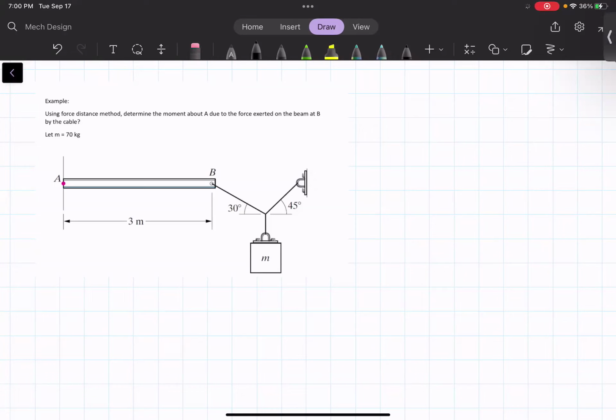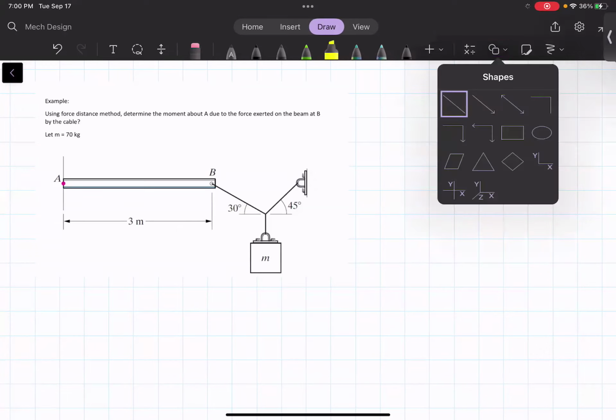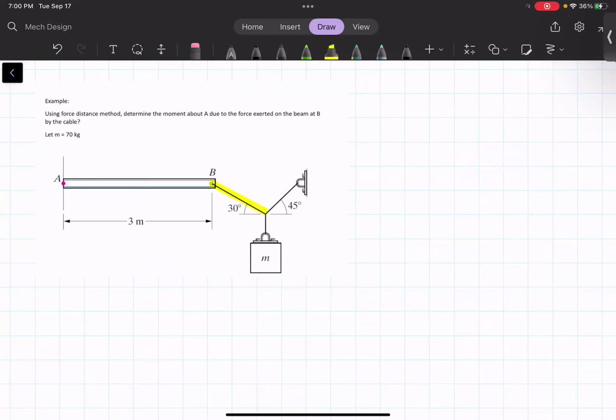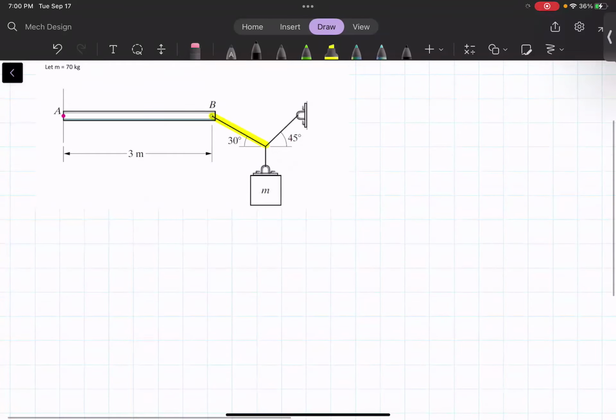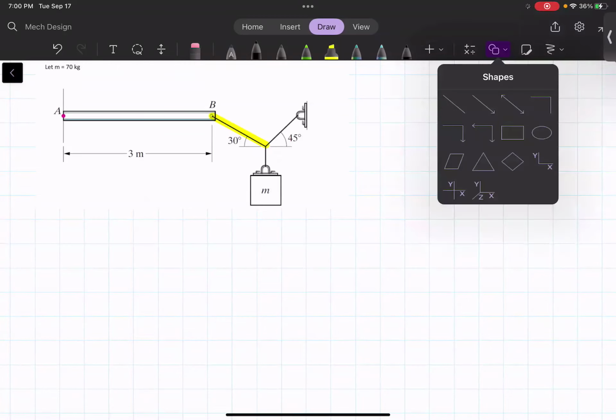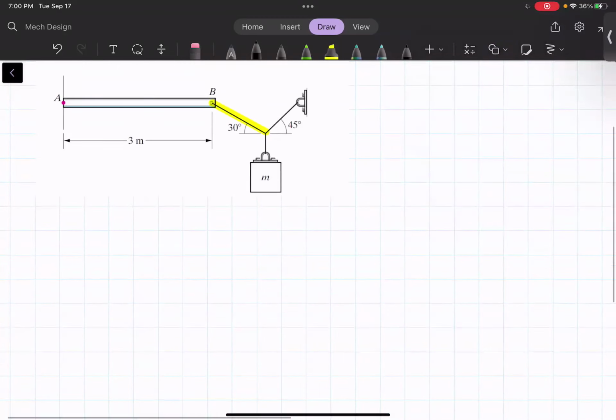So essentially, in order for us to find the moment about A due to the cable force at B, we first need to solve for the cable force at B. The cable force at B would be this force here, highlighted yellow. So this problem is a combination of static equilibrium and moment about a point. Once again, the first thing we'll do is a free body diagram of the mass M.